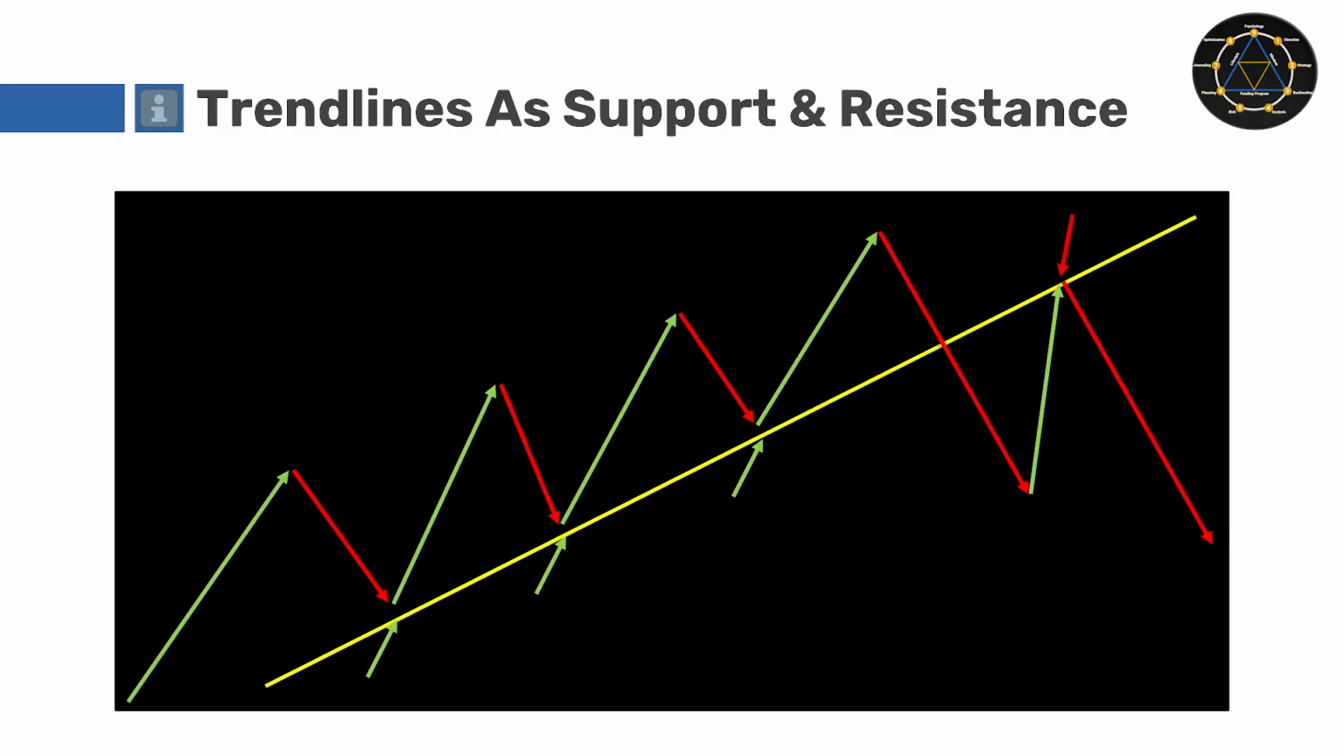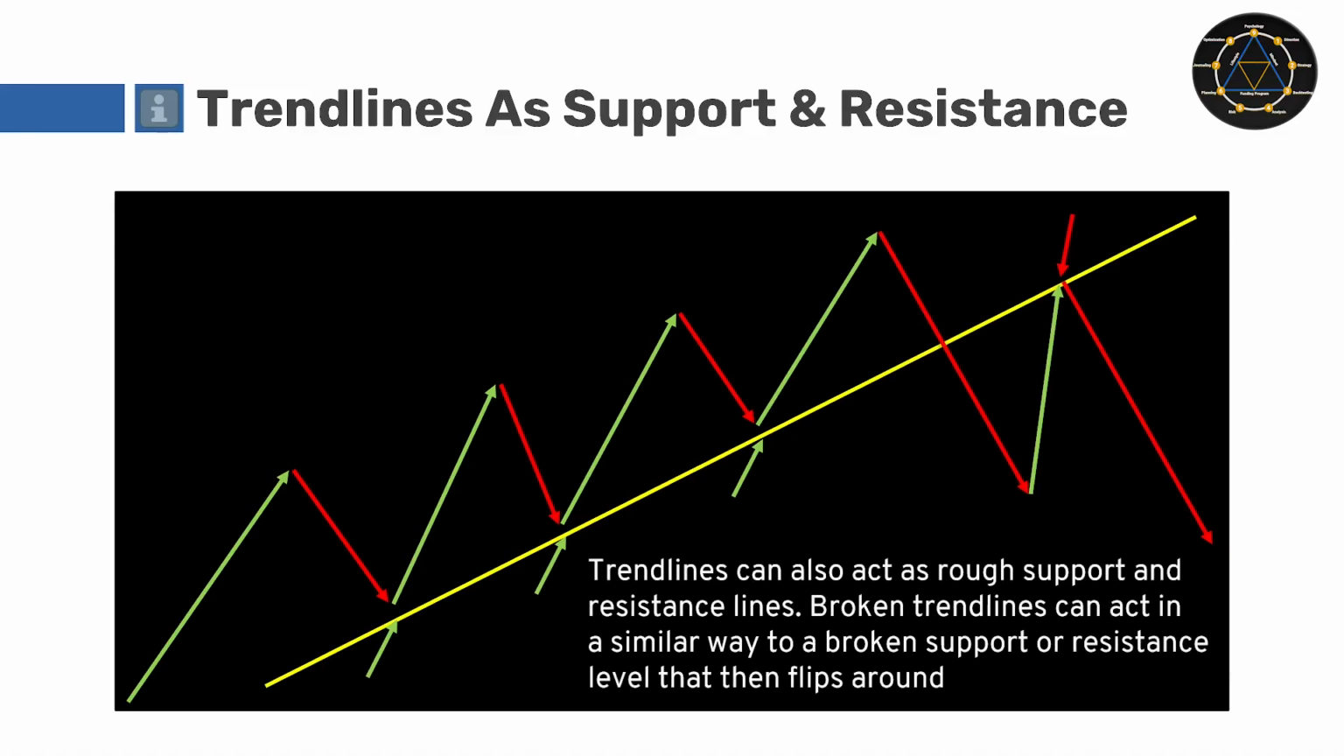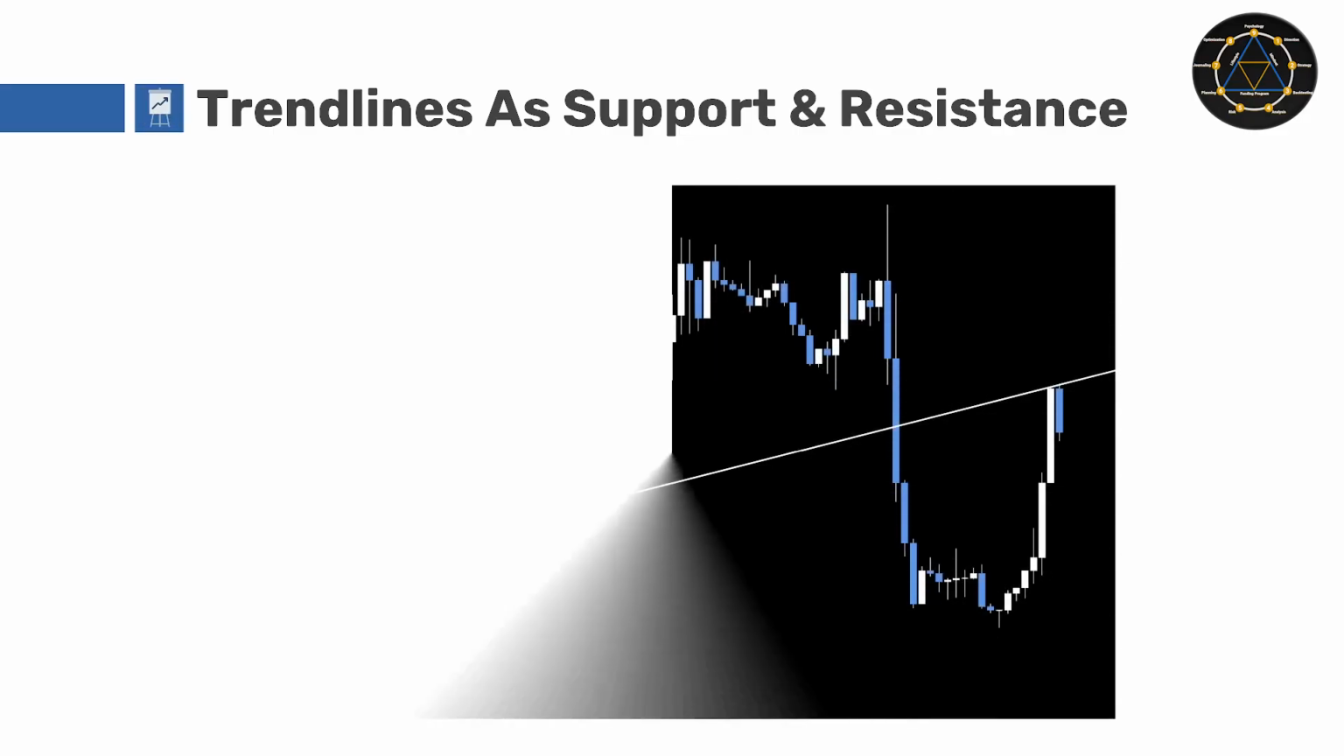So therefore we have that lower high potentially, but it is, in this example, making that C momentum leg to the downside in the bearish ABC. So they can just act as those sort of rough support and resistance lines, and when they break through, just be wary that they can act as the flipped level on the other side. So let's have a look at a chart example of this.